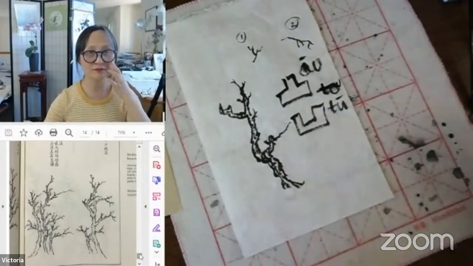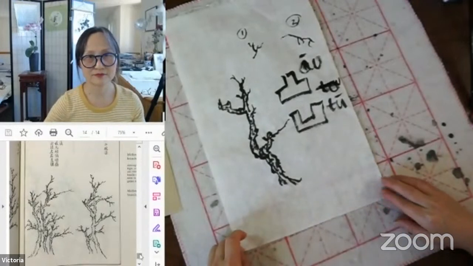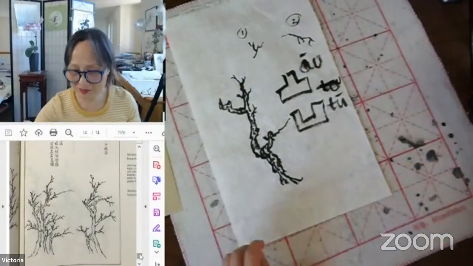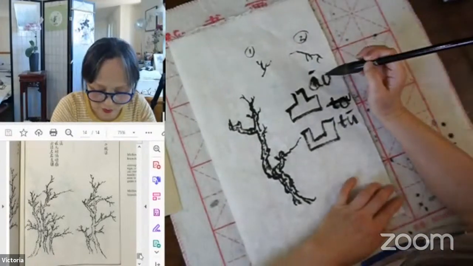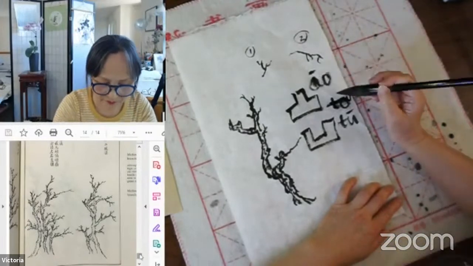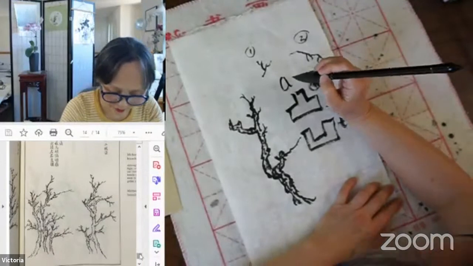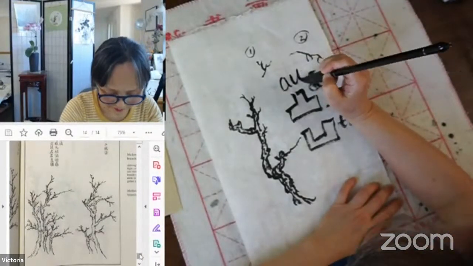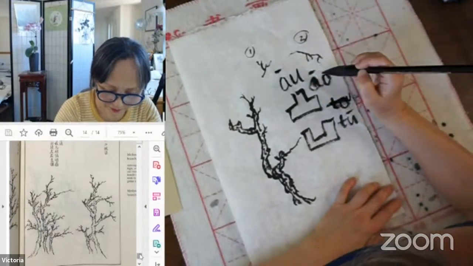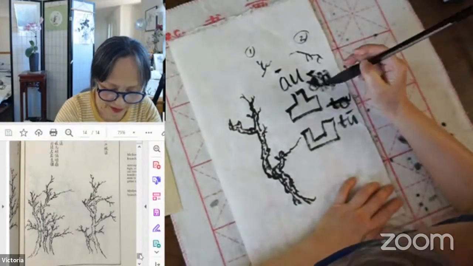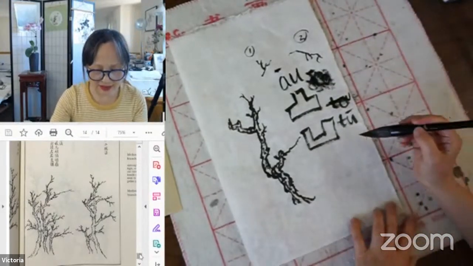Yeah, Emily, question? Yes. What is the word for convex? Is that an AU or an OU? AO. AU. Sorry. First tone. Thank you. And this is TU.